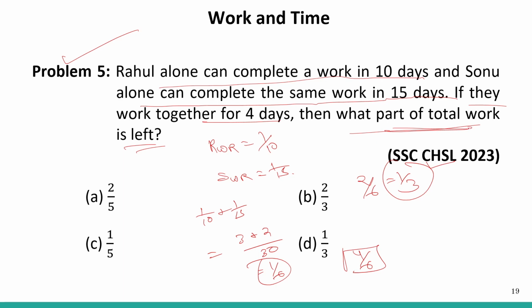So then what part of the total work is left? It is 1 minus 4 by 6, which is equal to 2 by 6, is equal to 1 by 3. So 1 by 3 of that work is actually remaining or is left. Okay, so this is how we solve problem number 5. So D is the only correct answer here.